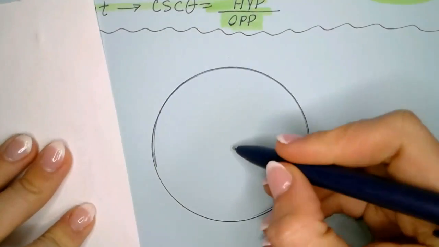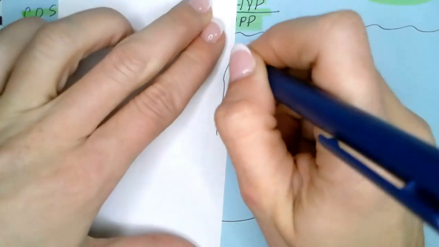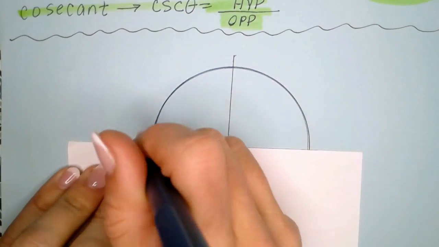So I'm going to try to figure out where the center is. I'm just going to draw my two axes. There's that and that. These represent my x and y axes.